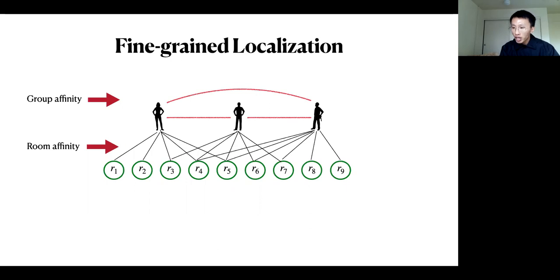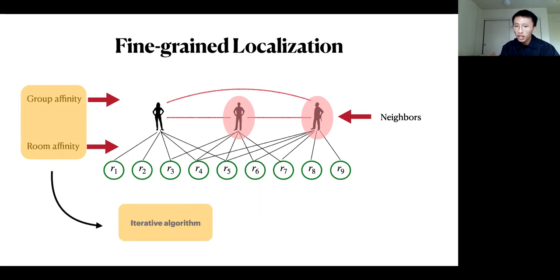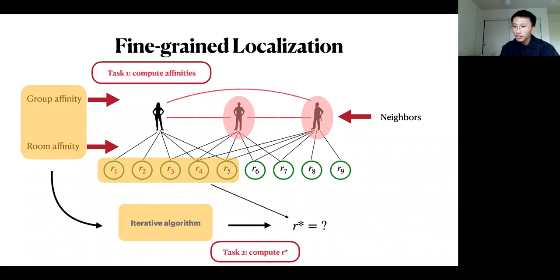And as we observe more people, which are called neighbors, we can expand this graph using the affinities we learned before. Finally, we use a probabilistic model to predict the room you are in iteratively. So basically, we have two tasks. First is how to compute the affinities. Second, how to design the algorithm to find the room R star.